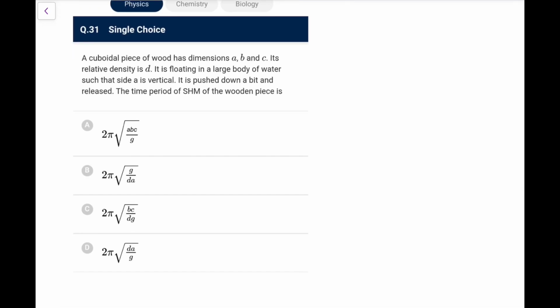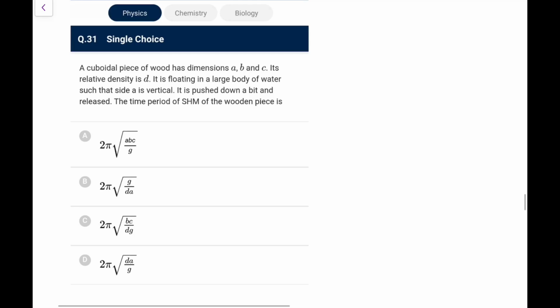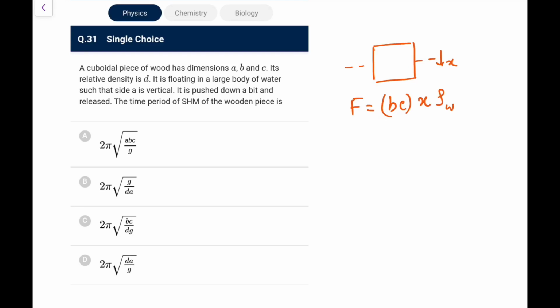A cuboidal piece of wood has dimensions A, B, C, its relative density is D, and it is floating in a large body of water such that side A is vertical. It is pushed down a bit and released. Find the time period of SHM of the wooden piece. Here you see, let's say this A side was vertical, so remaining would be B and C, and it was in equilibrium like this. Now let's say it is pushed down by distance X. So the extra buoyancy force is the net force, and that buoyancy would be the extra volume. Extra volume would be the area of the surface, that is BC, into X, multiplied by the density of water, let's say rho W. That is the force with negative sign because it would be upwards.